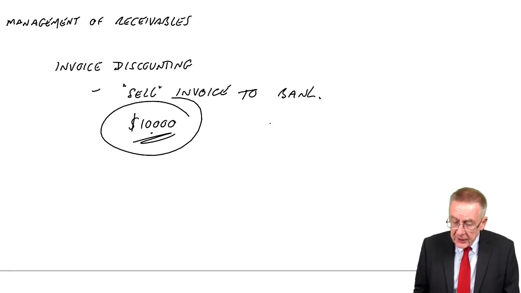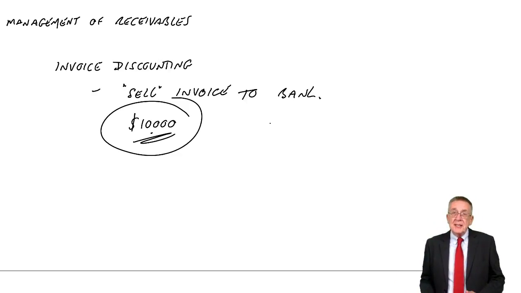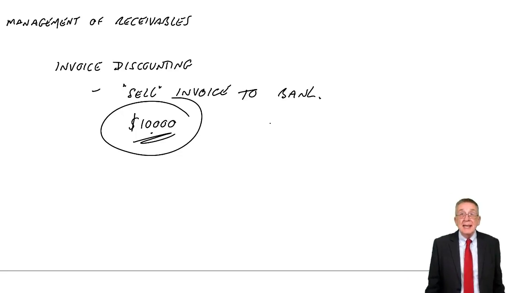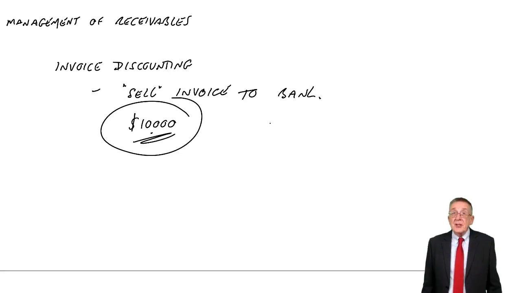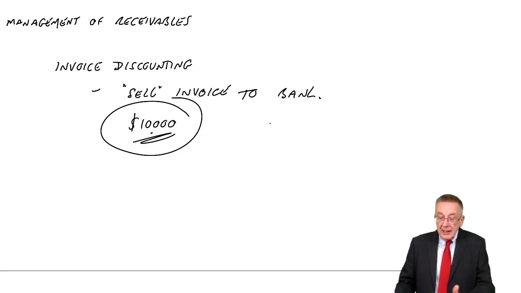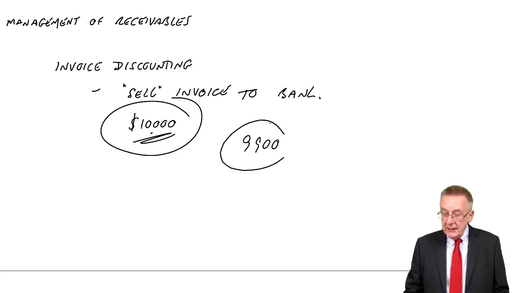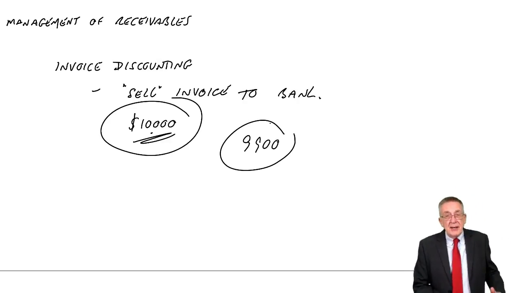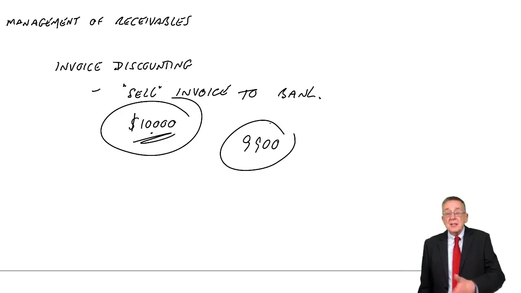Effectively, I sell the invoice to the bank, so when the customer pays, the bank gets the 10,000, but the bank gives me money today. Now, the bank's going to have to wait a month to get the 10,000, so they won't give me a full 10,000. They'll take off a little bit, effectively interest. They may give me 9,900, but I'll get 9,900 today rather than have to wait a month to get 10,000 from the customer.